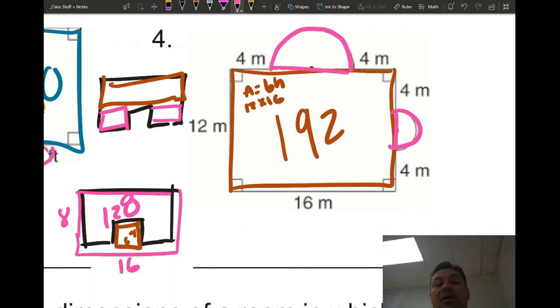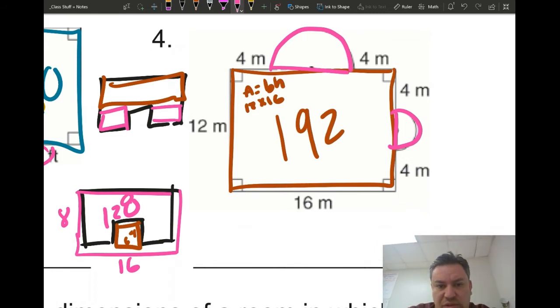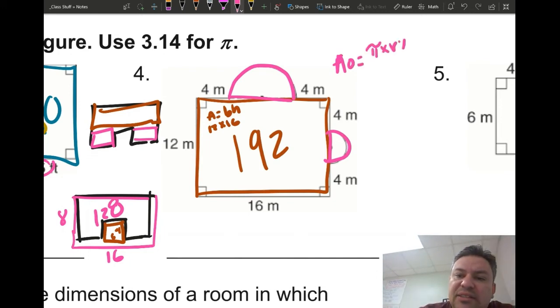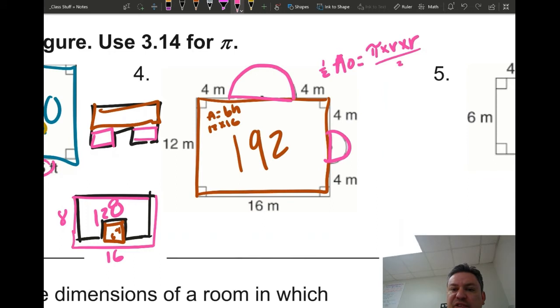Those are called semicircles or half of a circle. So to find that, we're gonna need to know the formula. Area of a circle is pi times radius times radius. You can find it, but then since they're half of a circle, at the end you just divide by 2. Okay? Why divide by 2? Because I only have half of a circle.